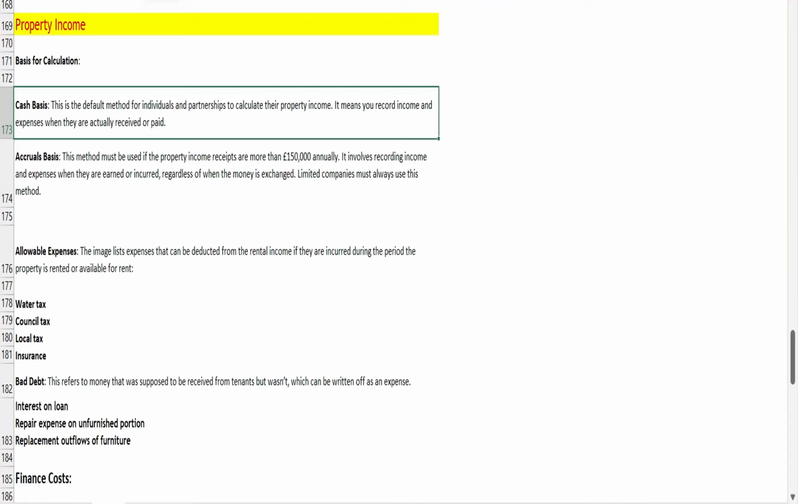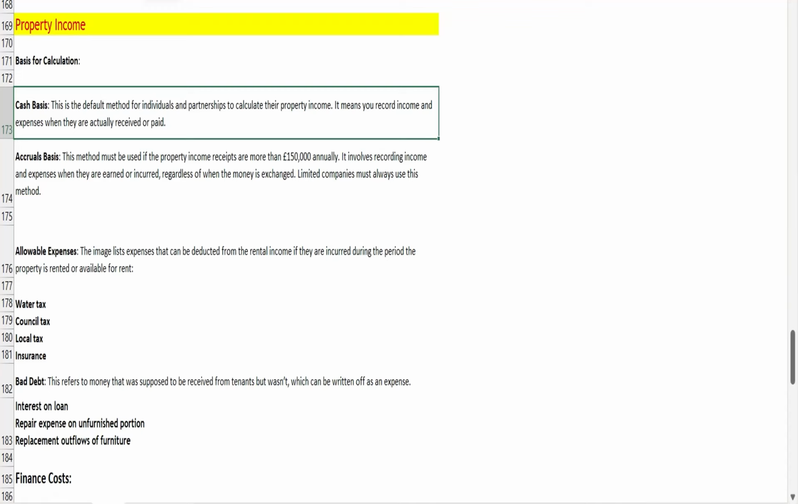Okay, so let's move to our today topic. So in today's video, we will be learning about the basis for calculation and what are the expenses that are allowable. That means we can deduct from the income or the rental income. Okay, so basically there are two methods for calculation. One is the cash basis and the other one is accrual basis.